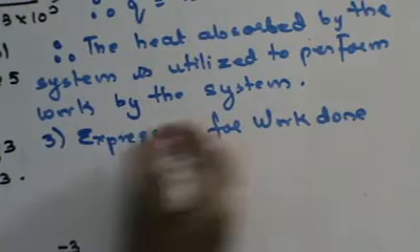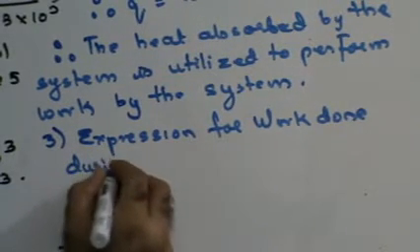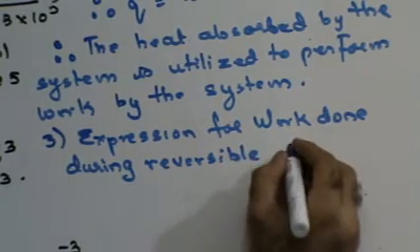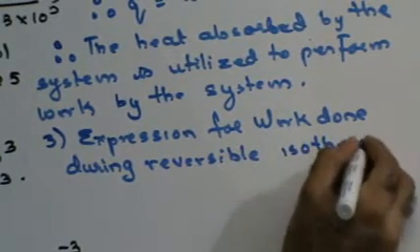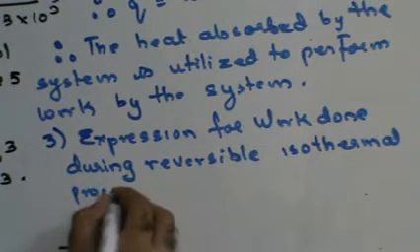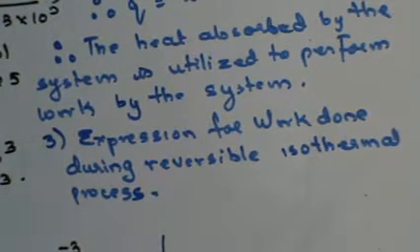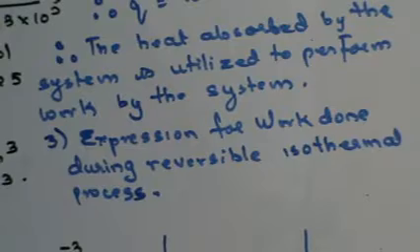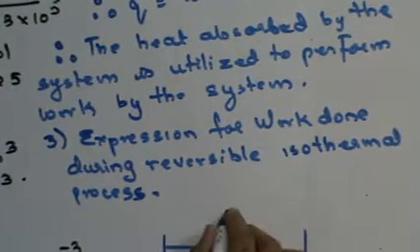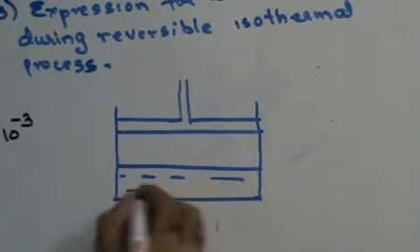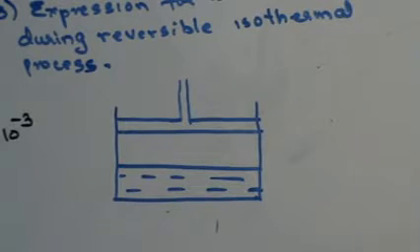Work done during reversible and isothermal process. What is the work done during a reversible and isothermal process? Let's consider a cylinder fitted with a weightless, frictionless piston. Let us assume the cylinder is filled with n number of moles of gas. This is your piston.